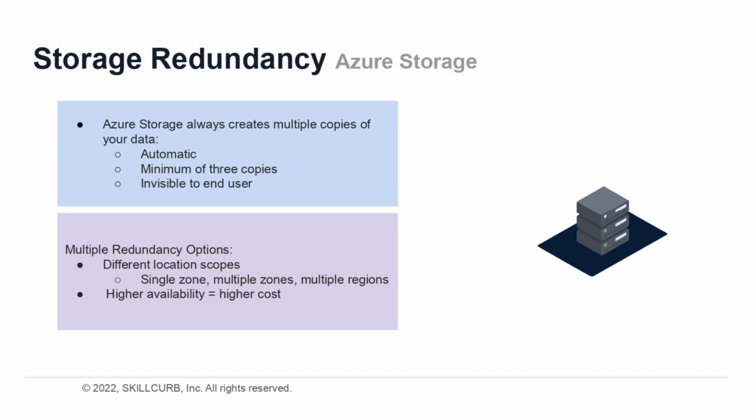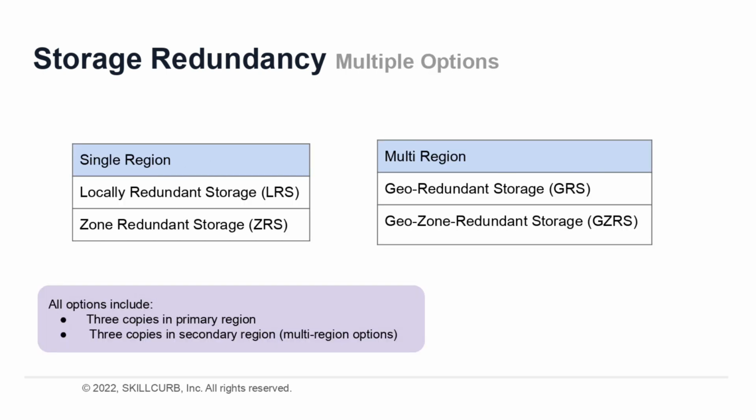What you do have control or interaction with, however, is the different redundancy options that you can choose. In Azure, there are 4 redundancy options available which have different scopes, such as different locations in which you could have redundancy within a single zone, multiple zones in a single region, and it can be replicated across multiple regions as well. The higher availability redundancy options do come with a bit of a higher cost as a trade-off for that higher availability though. Let's take a look at the 4 different redundancy options available within Azure Storage.